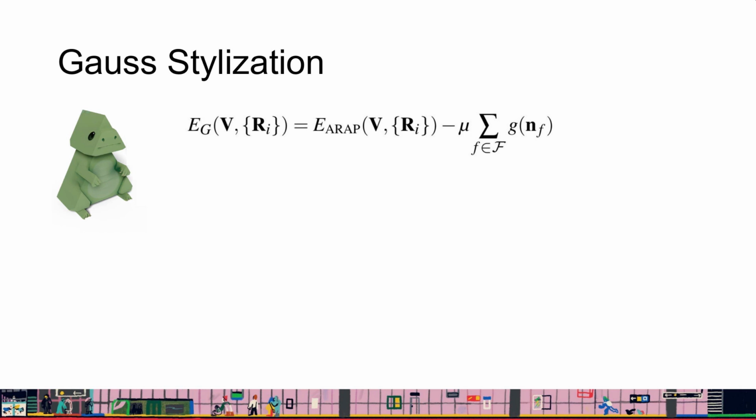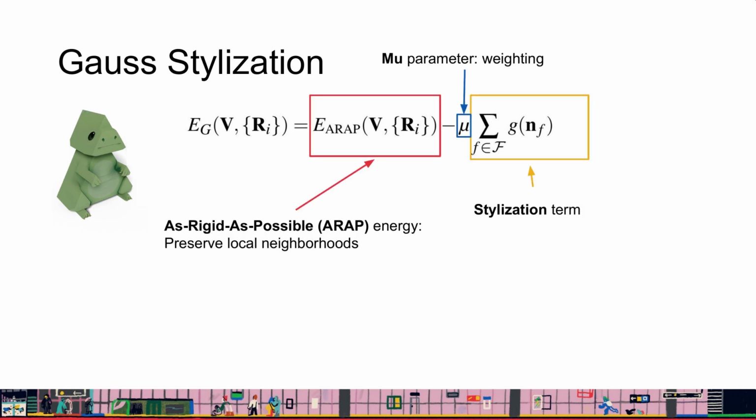In this work, we propose the use of a slightly different energy functional. It also takes the form of a regularized as rigid as possible energy, but we exchange the L1 term with an arbitrary preference function, called g, and apply it directly to the face normals. Note the change of sign. Higher values of the g function lead to a decrease in the energy functional and are therefore favored.